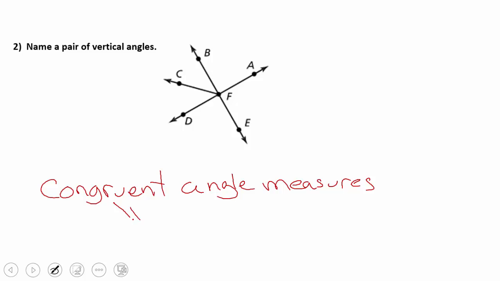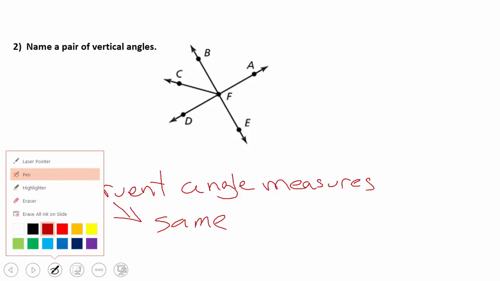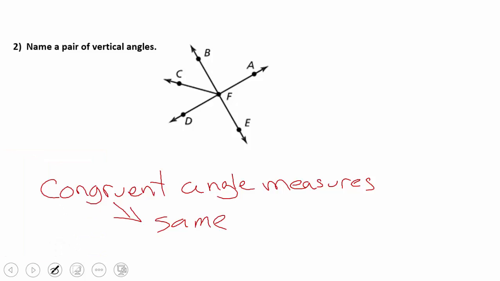Well, what does the word congruent mean? That means they're the same. Okay? And we'll talk about that as we identify and name a pair of vertical angles. So I'm going to grab some color here. And this picture can be deceiving. Yes, it's the same one as before. But we need some angles that are formed by intersecting lines.